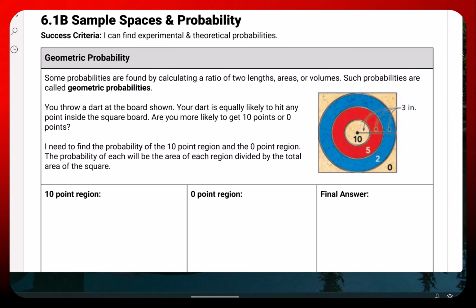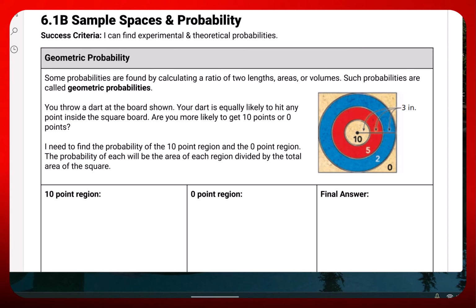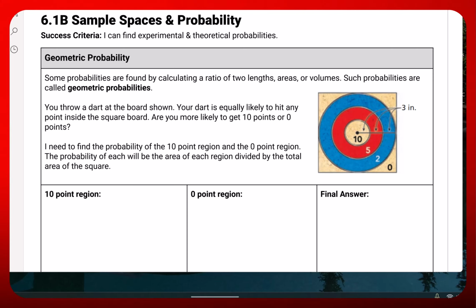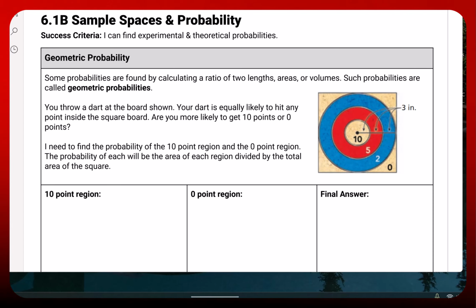So today's video is on lesson 6.1b. It's the second half of the first lesson of sample spaces and probability. And this lesson is kind of split into two parts. On the front page, you have geometric probability, and on the back page, you have experimental probability. And I'm going to warn you, page 1 is a challenge.